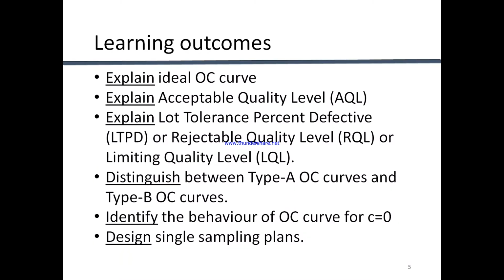Right. So by now we have discussed so many concepts in quality control. We have discussed the OC curves and the statistical control charts. In this session, we are going to discuss further about the OC curves, the acceptance quality level, the lot tolerance percent defective, the different types of OC curves, the behavior of OC curves when C value is equal to 0, and also how to design single sampling plans.